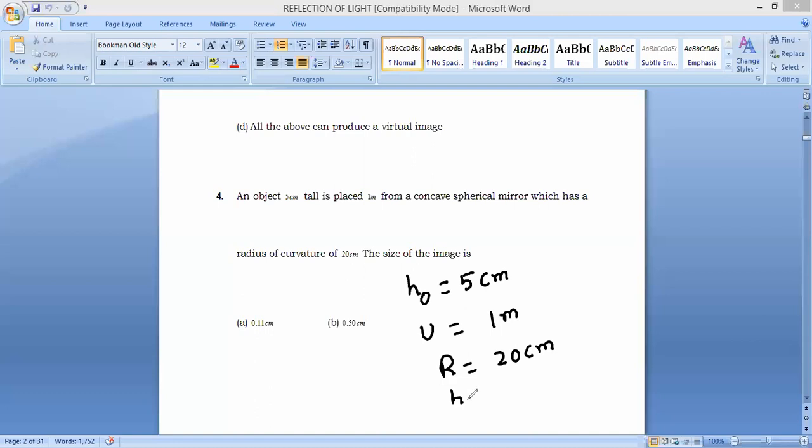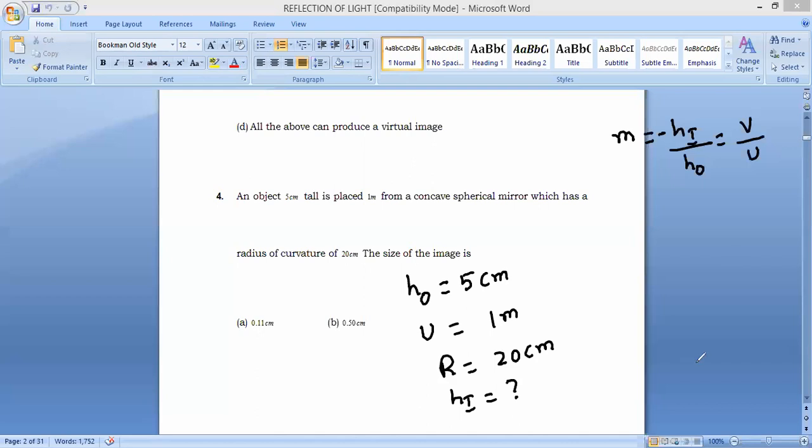I need to find the size of the image right now. So what I know is that magnification is equal to height of the image by height of the object. The image is inverted, so we'll have negative. That is equal to v by u.